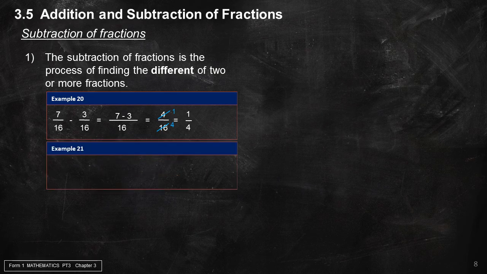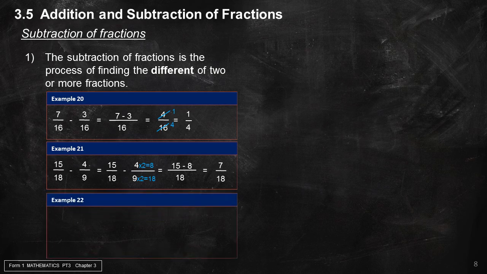Example 21. 15 over 18 minus 4 over 9 equals 15 over 18 minus upscale 4 over 9 to 8 over 18 equals 15 minus 8 over 18 equals 7 over 18.